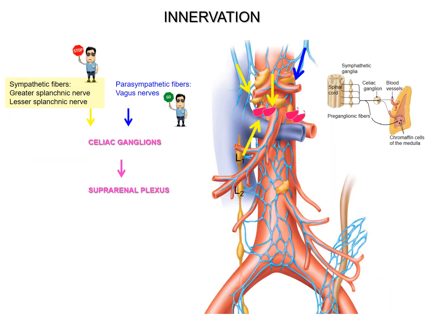Each suprarenal gland is supplied by the suprarenal plexus of nerves, which reach the suprarenal gland along the suprarenal arteries. The suprarenal plexus consists of both sympathetic and parasympathetic fibers. The sympathetic fibers are derived from the greater and lesser splanchnic nerves.